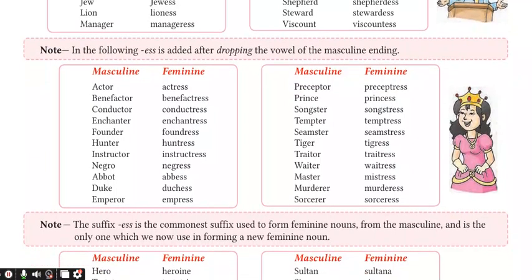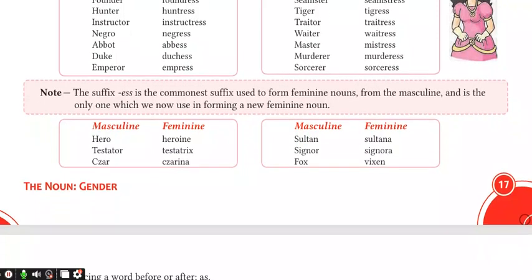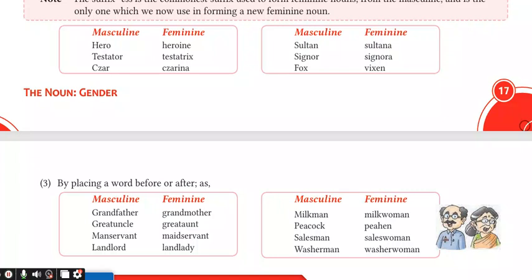The suffix ess is the commonest suffix used to form feminine nouns from masculine and is the only way we now use in forming a new feminine. Like hero becomes heroine, testator becomes testatrix, sultan becomes sultana, and fox becomes vixen. So this is all about gender. In this discussion we talked about categories of living beings: they can be masculine, feminine, neuter, and common.